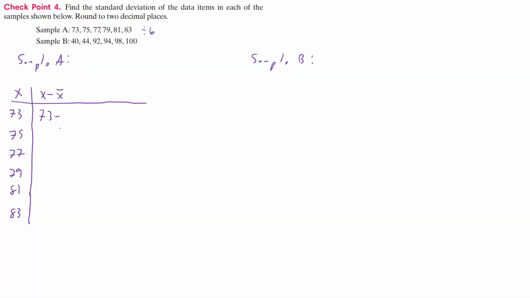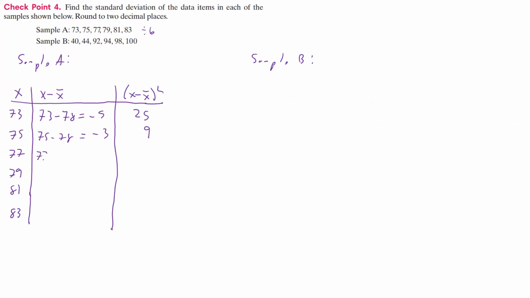So 73 minus 78, and that's going to give us a -5. So now we've got enough room for that column, hopefully for the rest of the way down. And then our last one is going to be X minus X bar squared. So a -5 squared is 25. Now we'll take 75 minus 78. That's going to give us what? A -3. -3 times -3 is a 9.